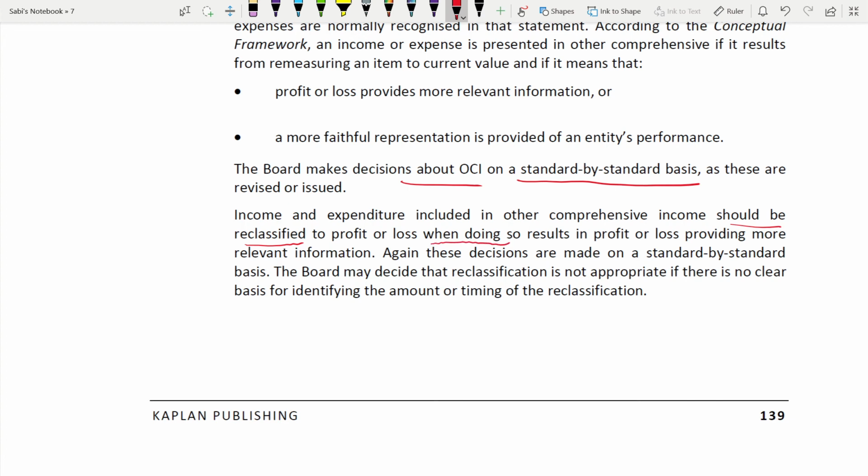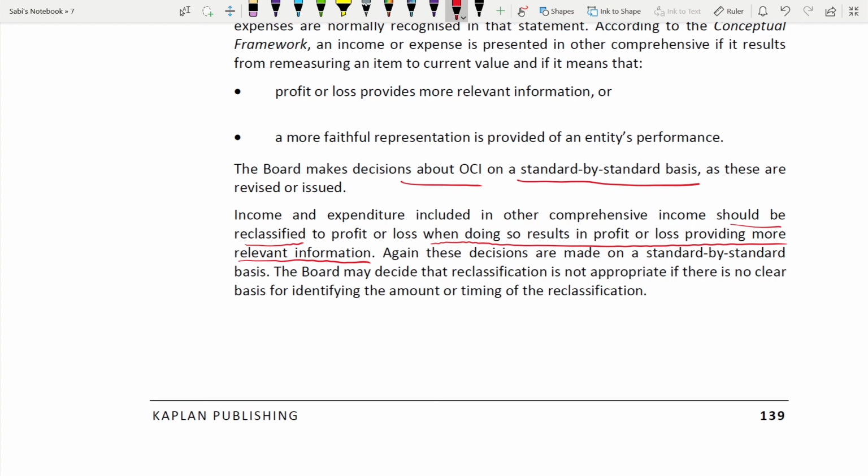Number one is this. More relevant information. Okay, when you do it and profit or loss provides more relevant information, number one reason is that. Number two, there's no number two. Okay. Again, these decisions are made on a standard by standard basis only. Sometimes according to the standard, it becomes more appropriate, or it becomes more relevant, if you reclassify.